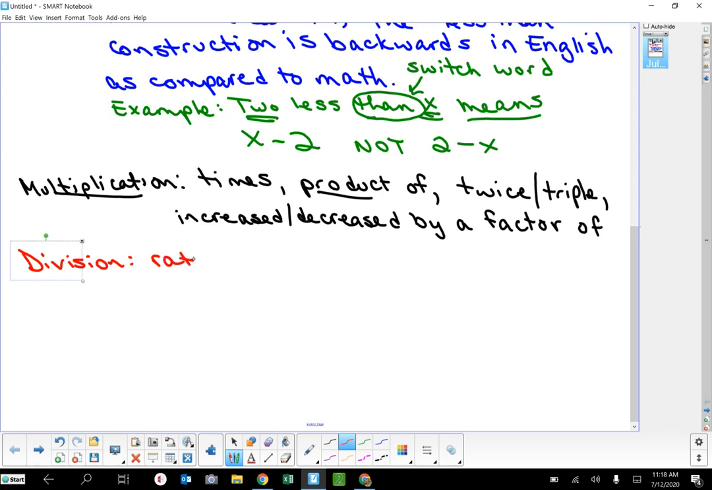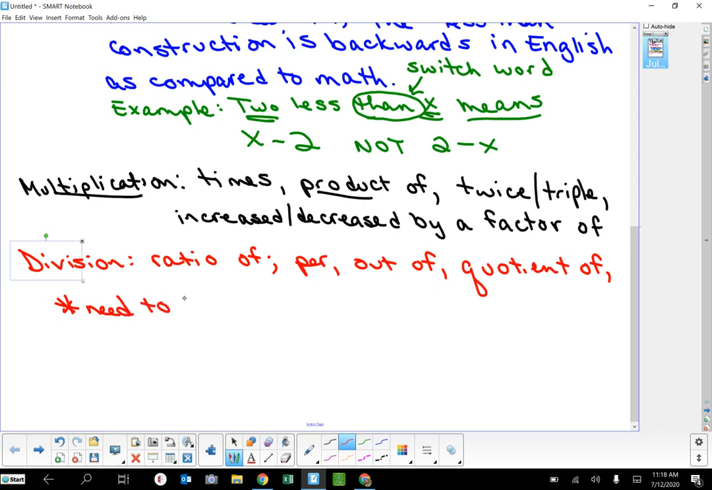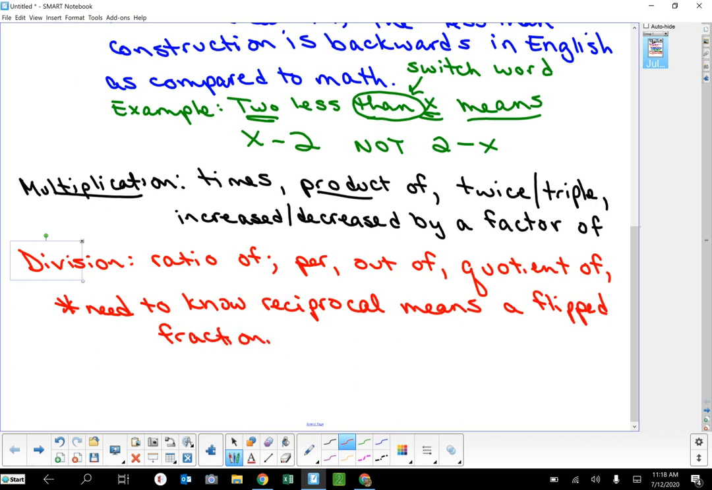So ratio of. Per means divide. Out of means divide. Quotient of means divide. And then make sure that you know what the word reciprocal means: a flipped fraction. That's going to come into play later in ours.